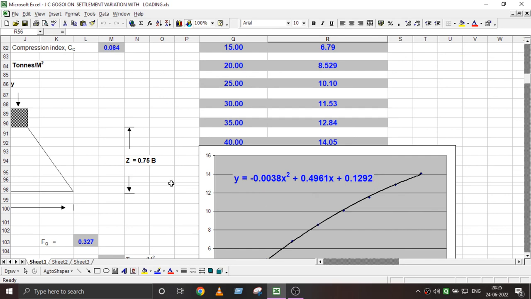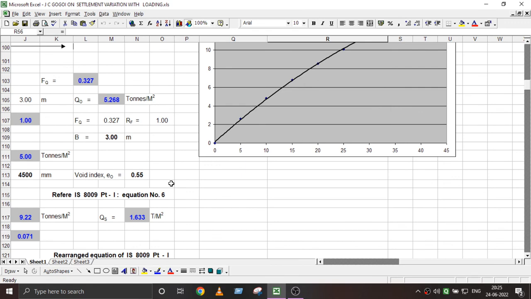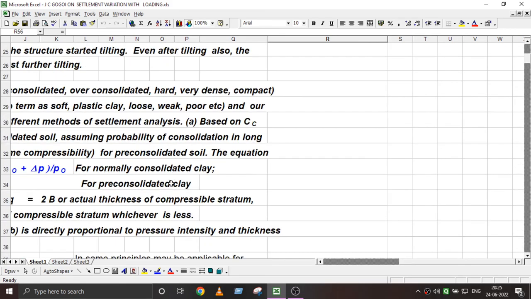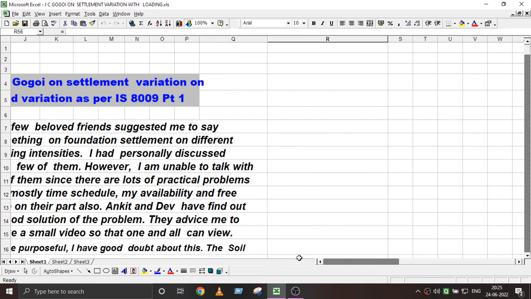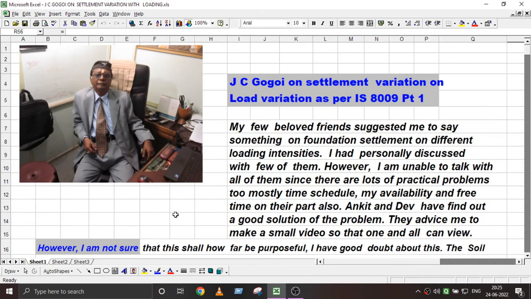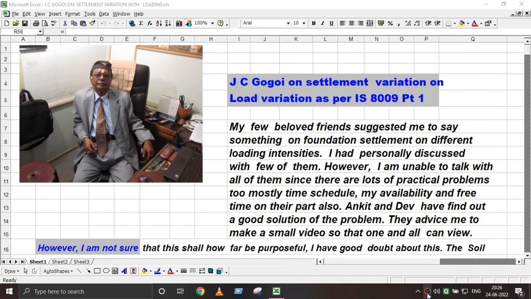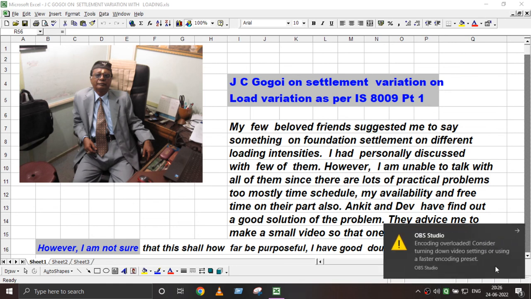I hope it will give some rough information, and I do not support you using this equation for your own structures, meaning structures which you design by yourself or which are under your supervision. In such cases, you should not use this equation. It is always better to go for calculation by yourself only.